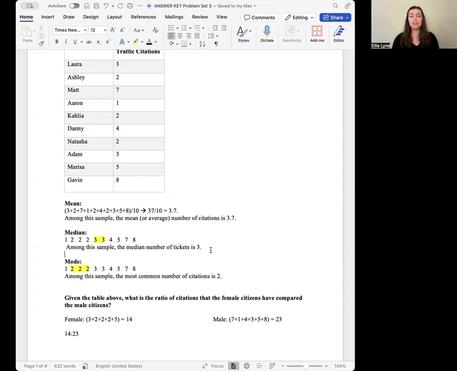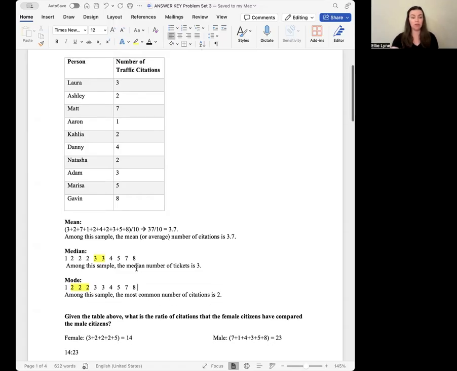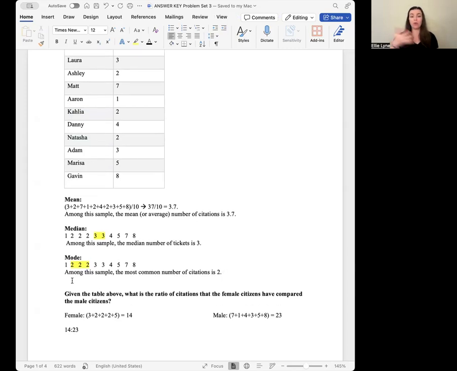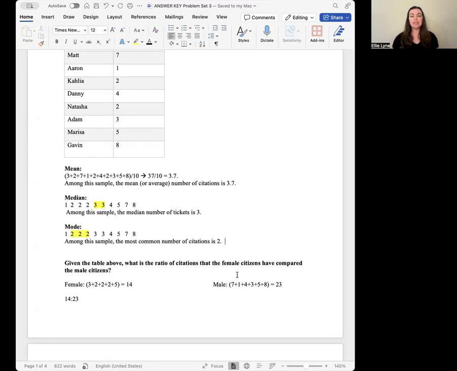Moving on to the mode. This is a measure that takes a look at what the most frequent observation or value is within a sample. And so using this same sequential ordering that I have here from the median, I brought that down here. And what I'm looking for here is the value that occurs the most times. And so in this example, it is 2 citations. And we have 3 individuals who reported receiving 2 citations. That is Ashley, Kalia, and Natasha. And so there aren't any other values that appear 3 times or more, and so that's why our mode is 2.